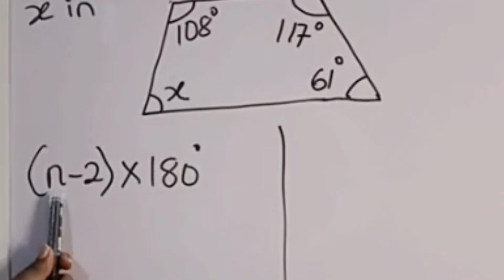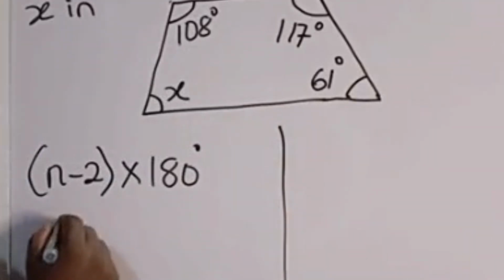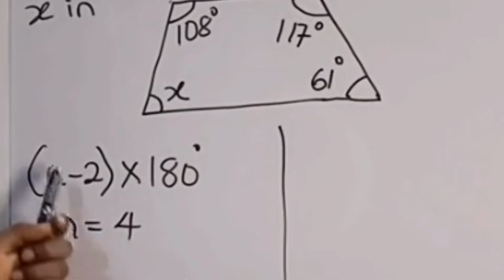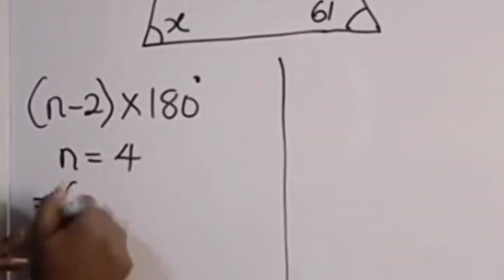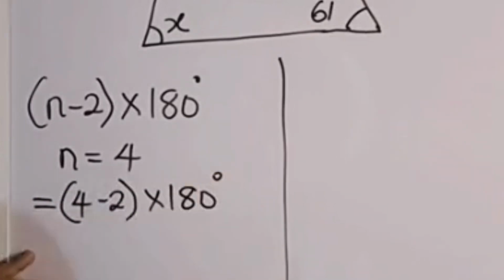n represents the number of sides. Since this quadrilateral has 4 sides, n is equal to 4. We're going to substitute this value of n into the formula. This will give us 4 minus 2 times 180 degrees. 4 minus 2 is going to give us 2.